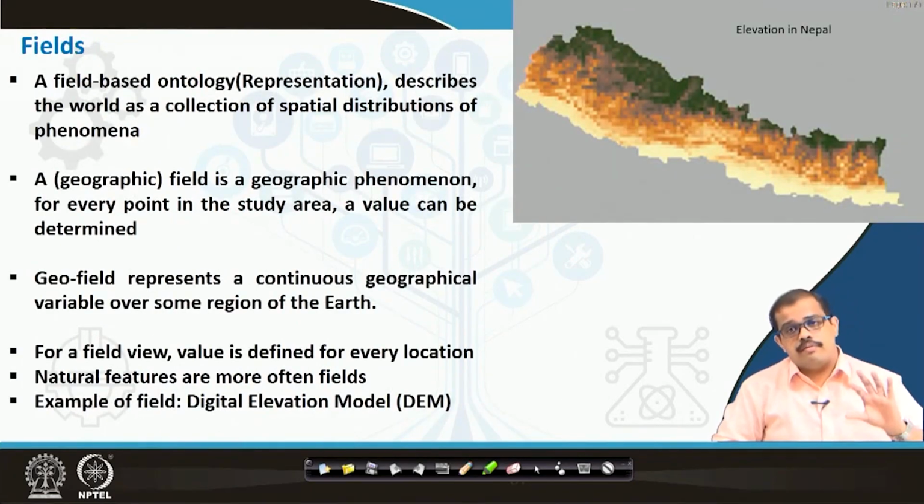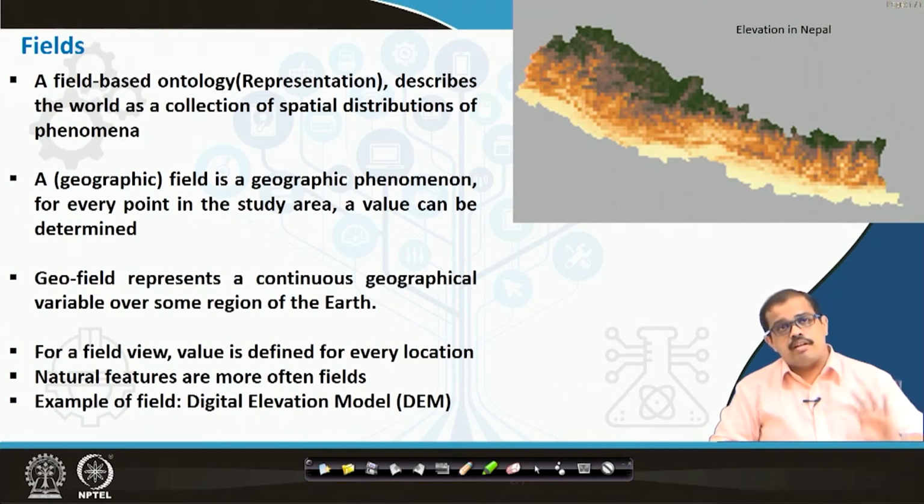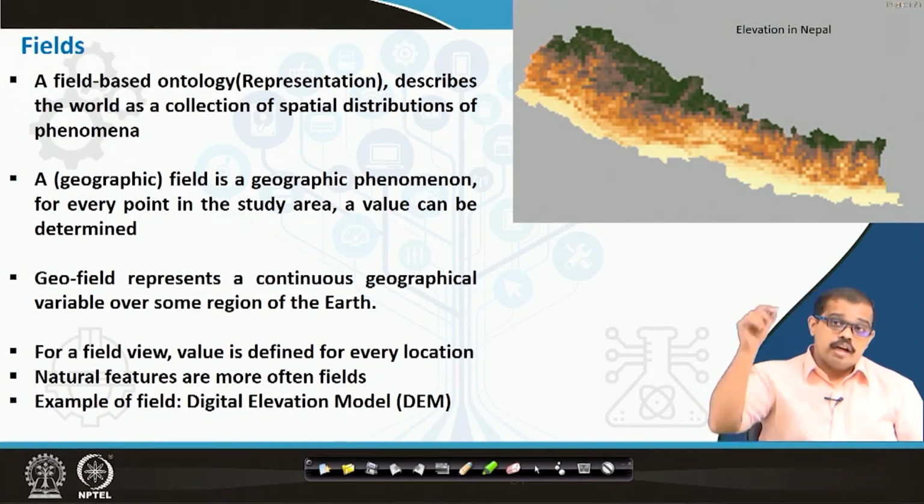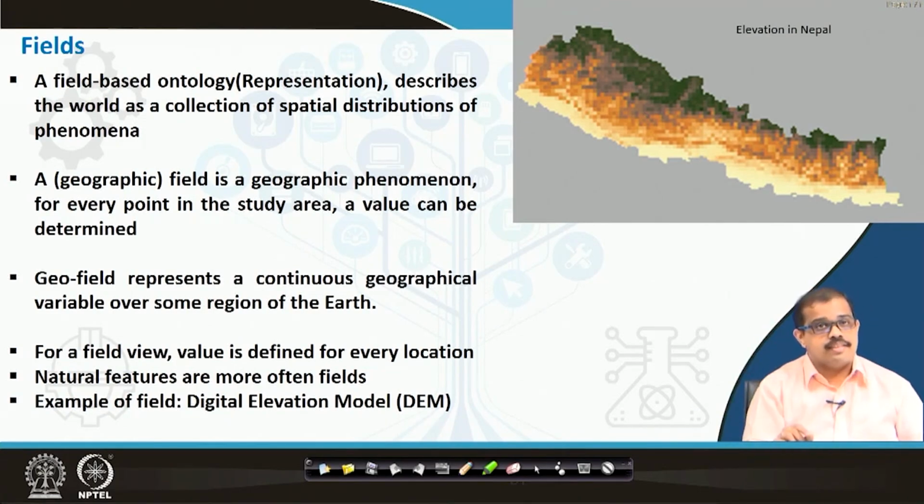When I say a field, field based ontology or field based representation describes the world as a collection of spatial distributions of phenomena, or it is continuous data. For example, on the right hand side, the elevation details that I have represented is continuous data. So when you say it is a geographic field, it is a geographic phenomenon, that is, for every point in a study area a value can be determined, or geographically there is a value associated, as far as the earth reference is concerned, for that particular phenomenon.